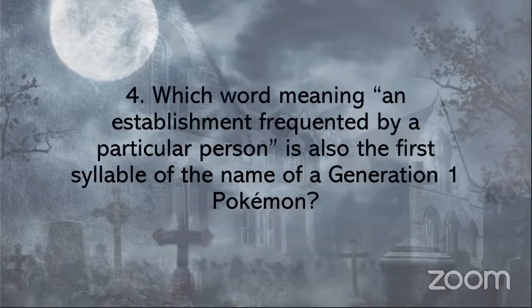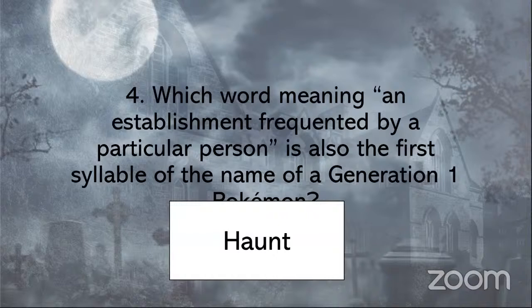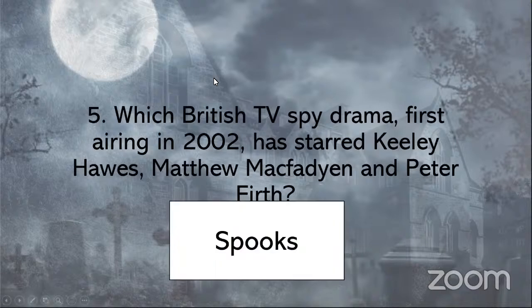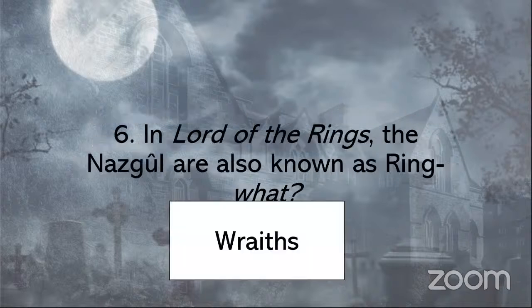Bogey. Question number 4 is Haunt. The Pokemon being Haunter, of course. Haunt. Then we had Spooks. Spooks was the next one. Spooks. Next up, we had Wraiths.